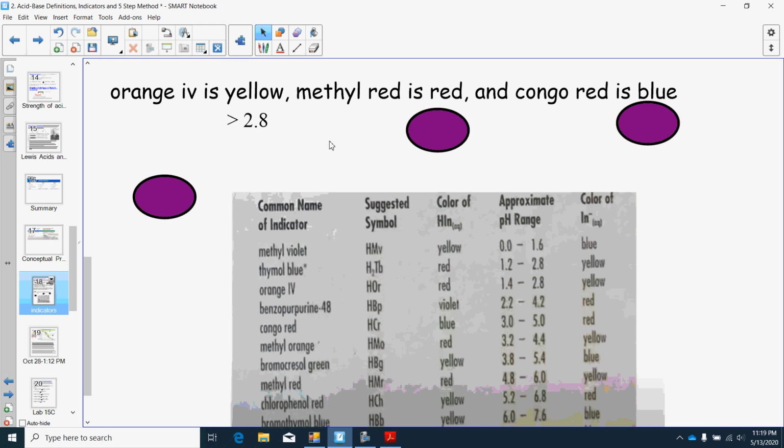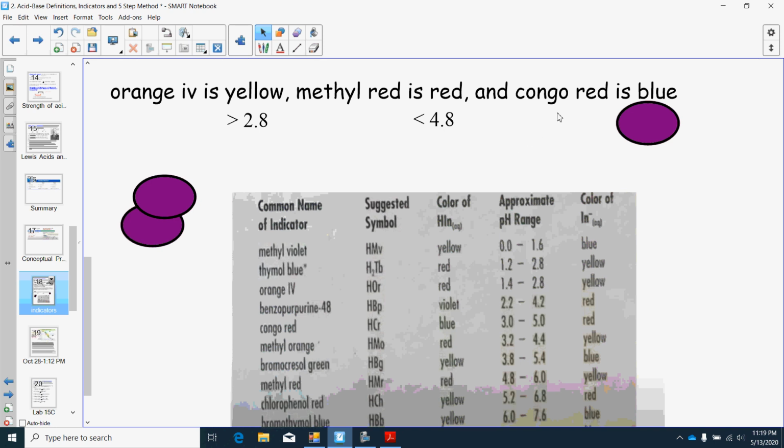Now, by using more than one indicator, we can narrow the range of the pH of our solution. There are other ways of finding the pH of a solution. This is just one. So methyl red is red. We find methyl red, it's right down here, right? Oh, it's red. It's in its acid form. And so we know it's less than 4.8. So it's greater than 2.8 and less than 4.8. So that's a pretty good range. That's a range of 2.